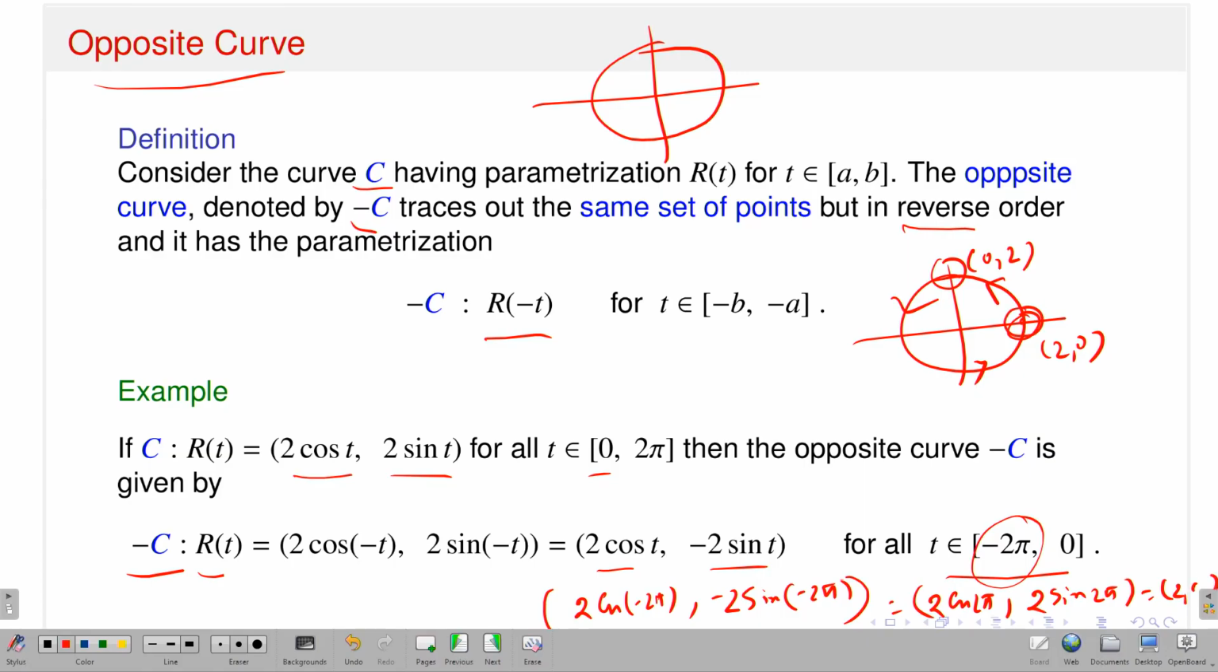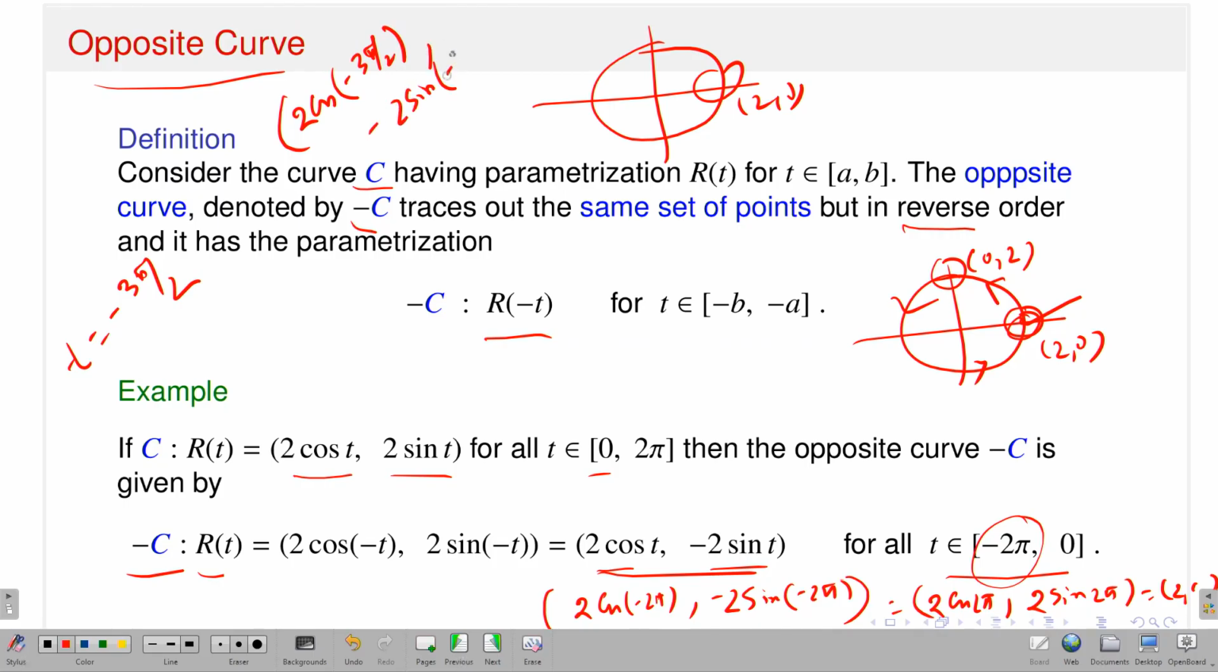Now, I am saying that minus C will be in the clockwise direction. So, now look at the point t equal to minus 3 pi by 2. So, at t equal to minus 2 pi you will have the point (2, 0), not an issue. Now, I am considering the point t equal to minus 3 pi by 2. Then put the value here, then what will we have? You will have 2 times cosine of minus 3 pi by 2, comma minus 2 sine of minus 3 pi by 2. Okay.